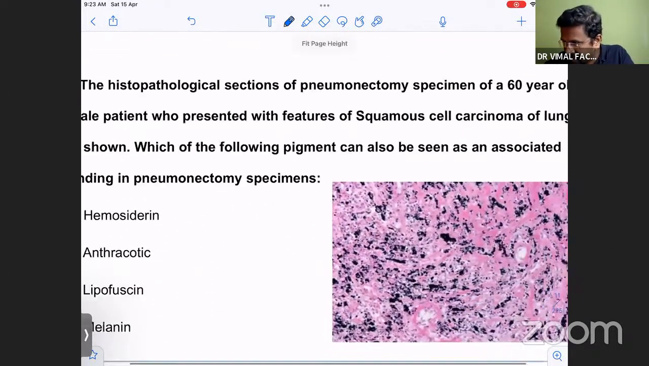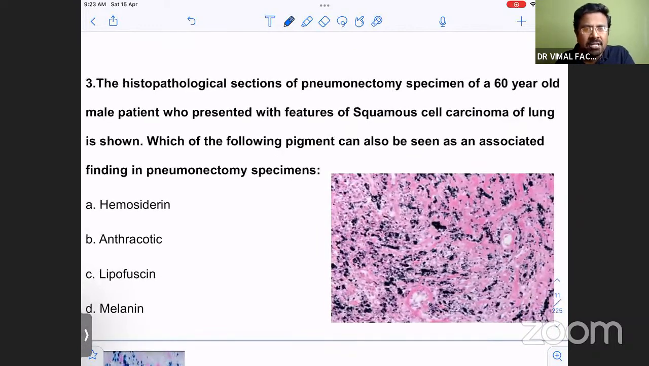So moving on to the next question. The histopathological sections of a pneumonectomy specimen of a 60-year-old male patient who presented with features of squamous cell carcinoma of the lung are shown. Which of the following pigments can be seen as an associated finding in the pneumonectomy specimen?